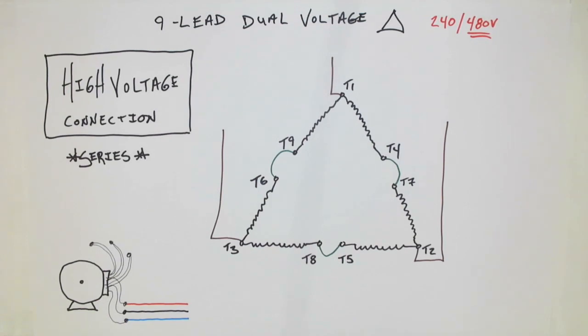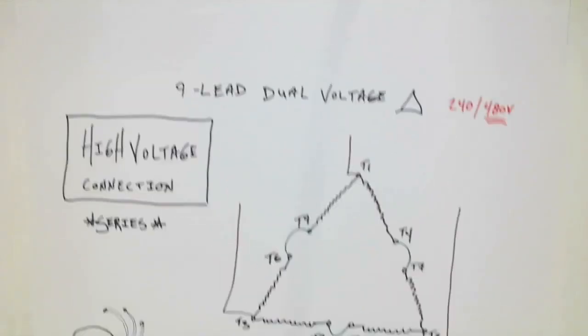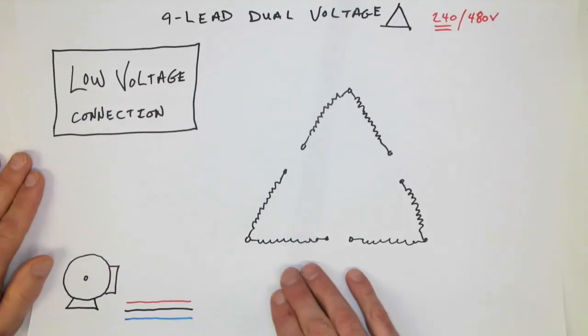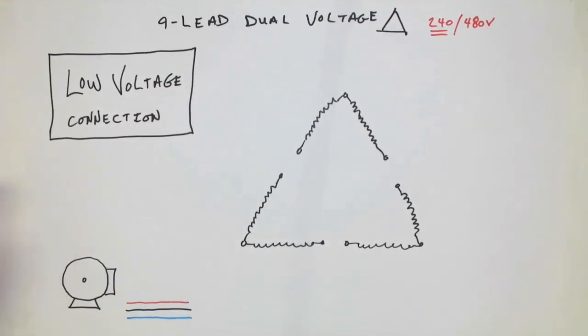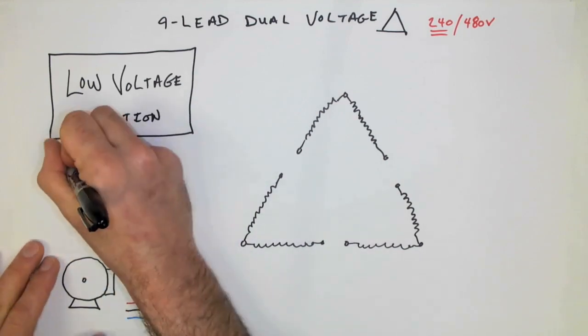All right, well, let's take a look at now the low voltage. The low voltage connection for Delta may be the more tricky one that we accomplish while in apprenticeship training. This one will, again, because it's low voltage, require a parallel connection.